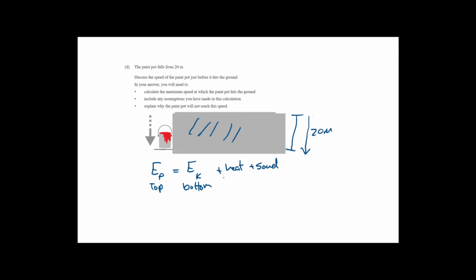All right, the next question asks us to consider the pot, if it falls the 20 meters, so it's going to hurtle down this grey box here, 20 meters, and we worked out that the potential energy at the top is going to equal the kinetic energy at the bottom, plus a little bit of heat, plus a bit of sound, mainly through friction.